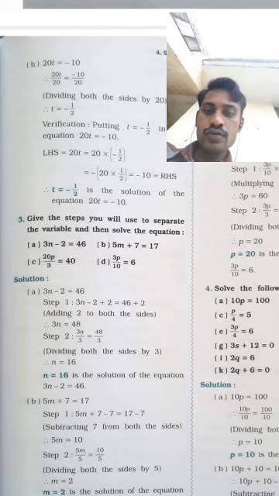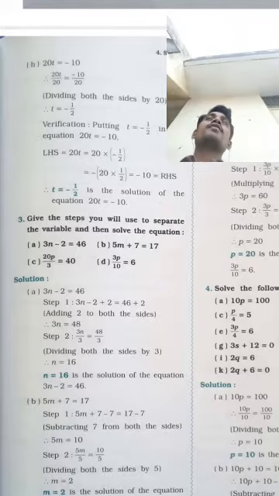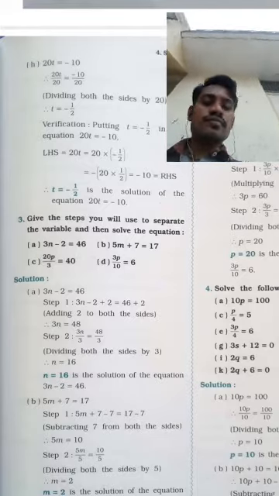3n is equal to, minus 2 plus 2 means 0 will be there. So 3n is equal to 46 plus 2, 48. So step 2, what is there? 3n by 3, 48 by 3. Here divide by 3 on both sides. Here we have to divide both sides by 3.